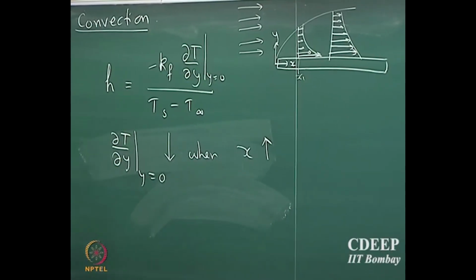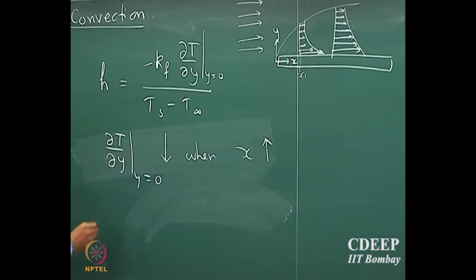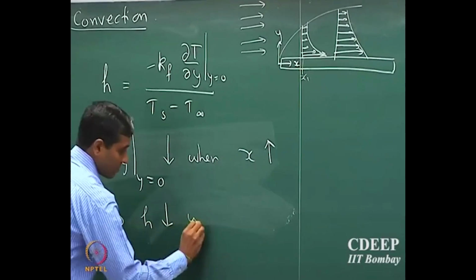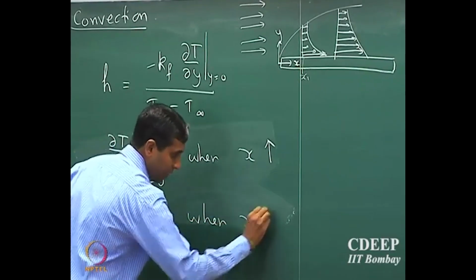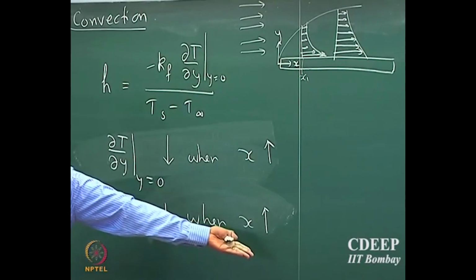So therefore you expect that the gradient would decrease as you go into the plate, and that simply means that the heat transport coefficient would actually reduce, as this directly translates into the reduction in the heat transport coefficient. Note that this is the local heat transport coefficient. There is a reduction in the local heat transport coefficient as you go into the plate.